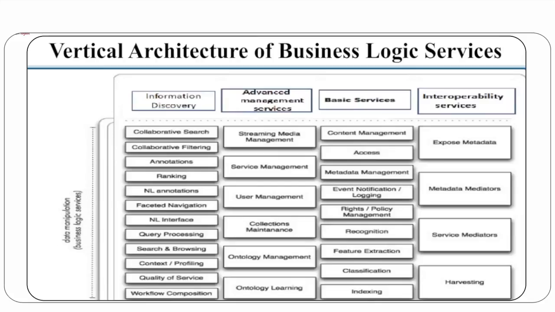The data manipulation services layer of the semantic digital library are presented in four vertical layers. These four layers are based on the role that they play in interaction with end users in the semantic digital library. Number one, information discovery, such as access, search, browsing. Number two, advanced management services. Number three, basic services. And number four, interoperability services.